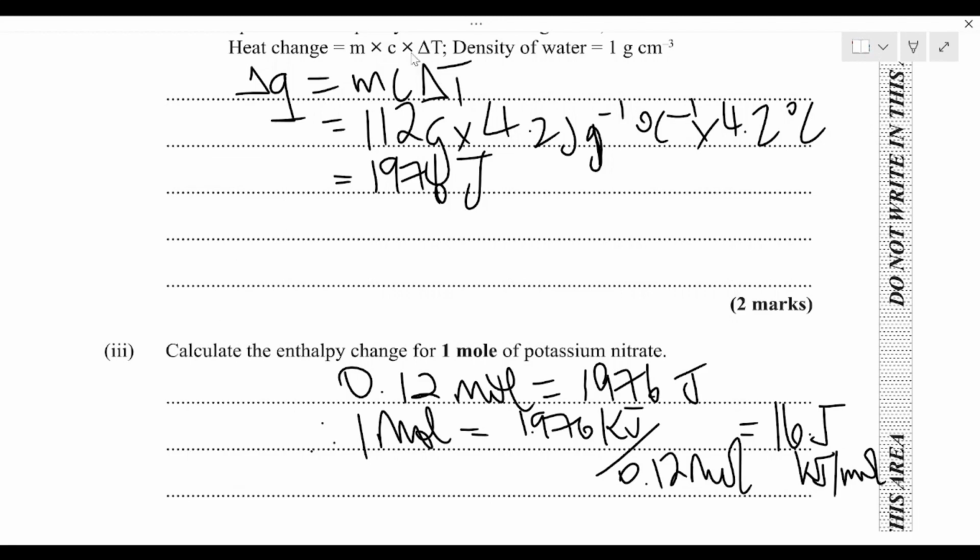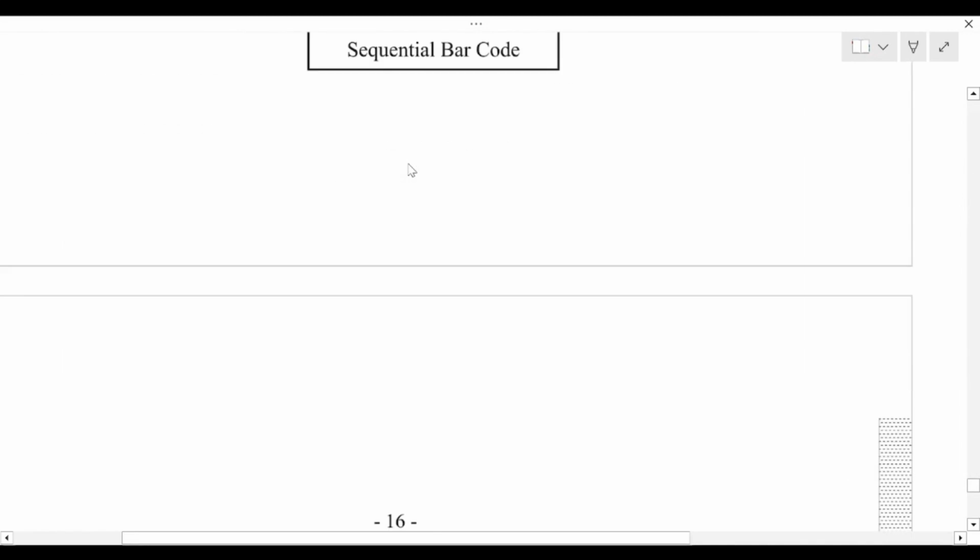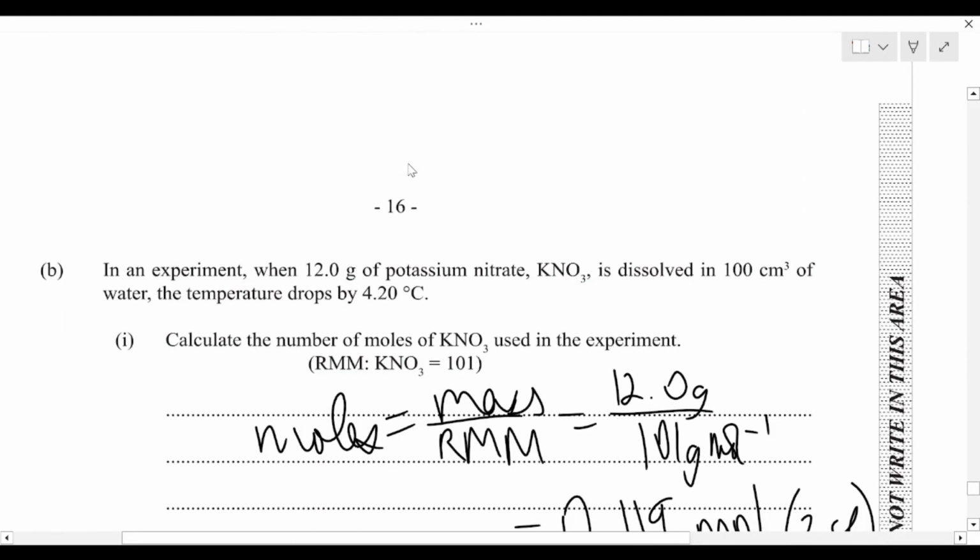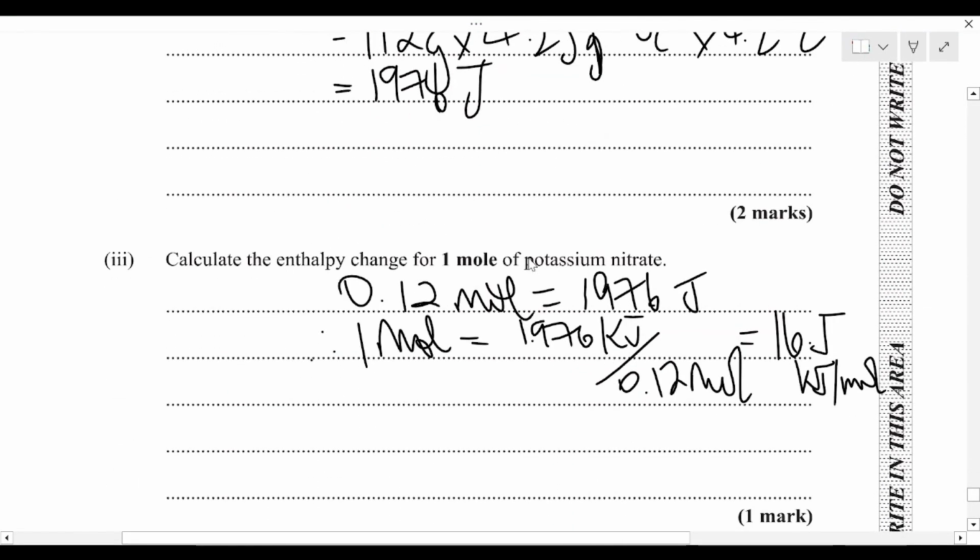And then, as we always do, we note that the temperature drops by 4.20 degrees Celsius. Therefore, it's positive. So we can leave it like that, but just to make sure, let's put our positive there.